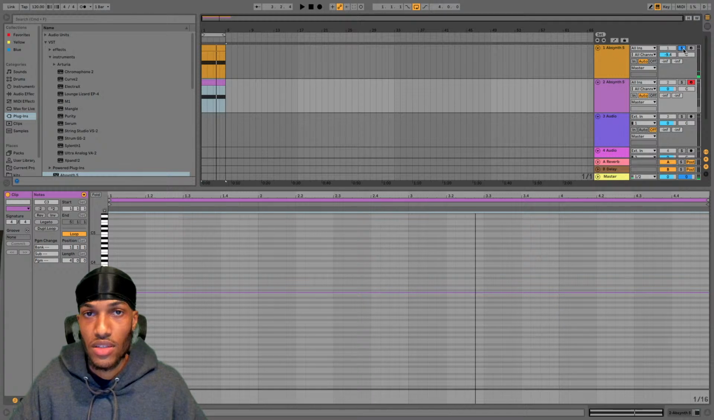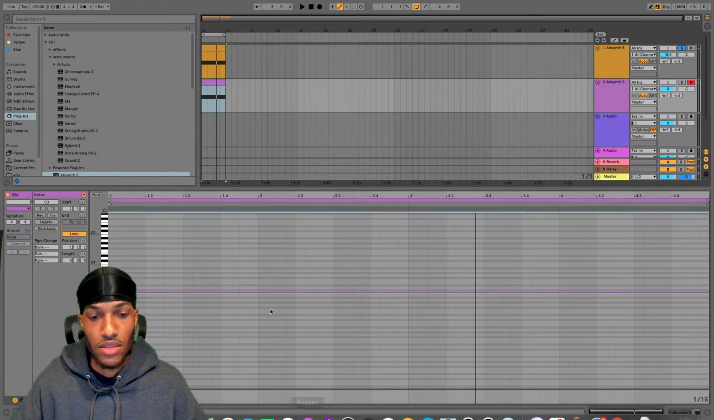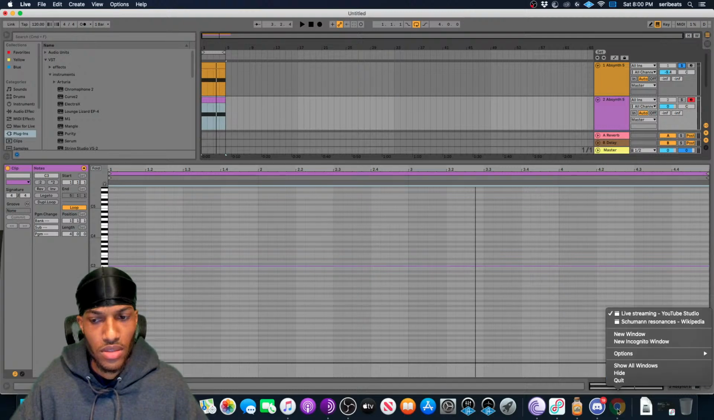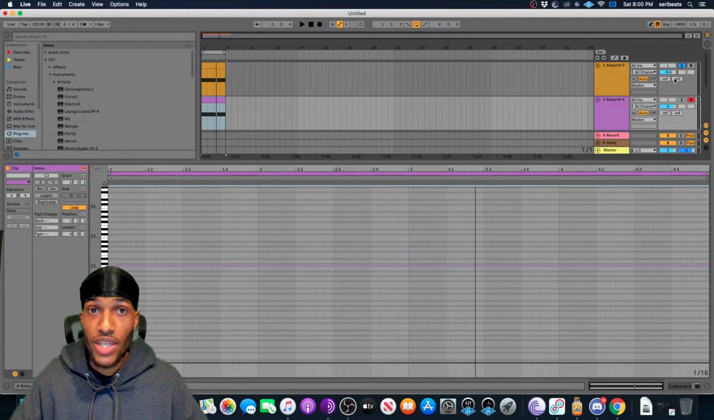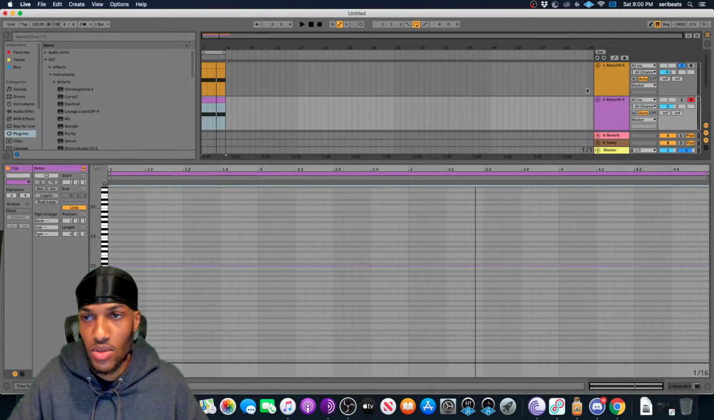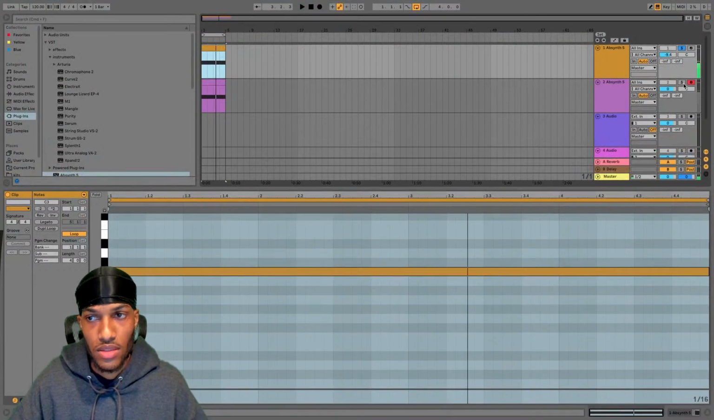Here's what the Earth's, what they call the Schumann resonance. If I just pull it up on the other screen, what they call the Schumann resonance 7.83, this is what it sounds like if we take it up a few octaves until it gets to the correct C note. Sounds like this. This is what we use.